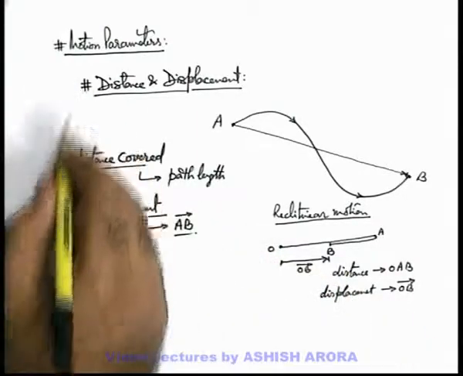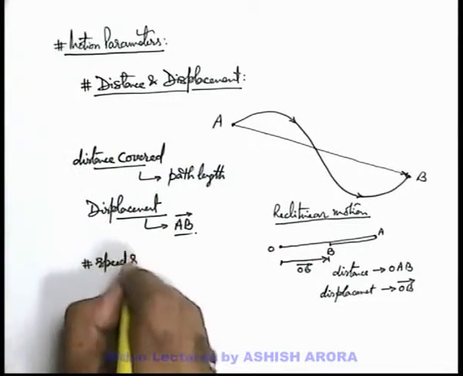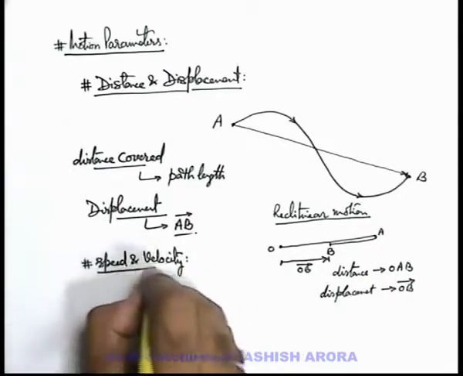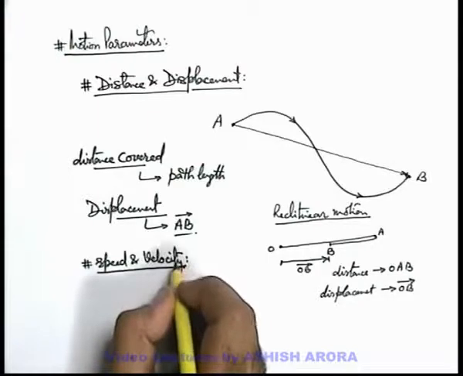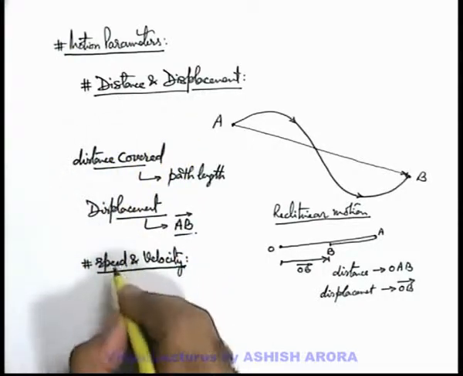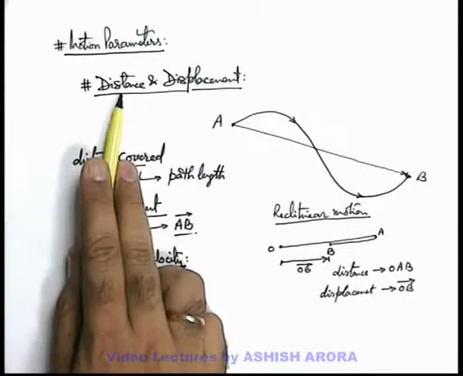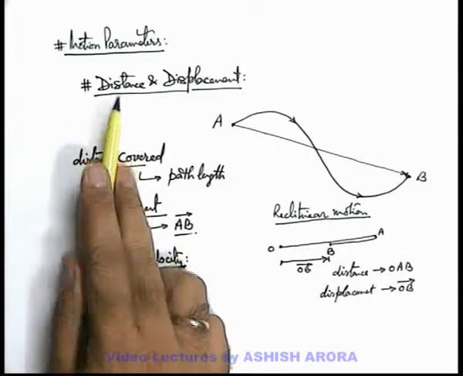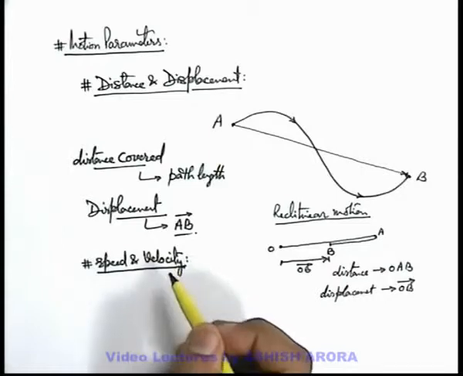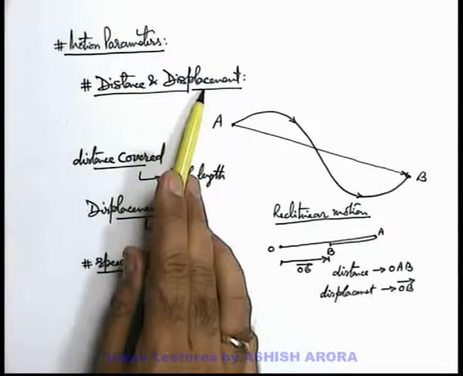Now the second point, if we talk about the motion parameters: speed and velocity. Speed and velocity are exactly related to the phenomena which we have studied in distance and displacement. Speed is a scalar quantity, and it is measured by calculating the distance traveled by the body in a given time duration. And velocity is a vector quantity which is measured by calculating the displacement covered by the body in a given duration.